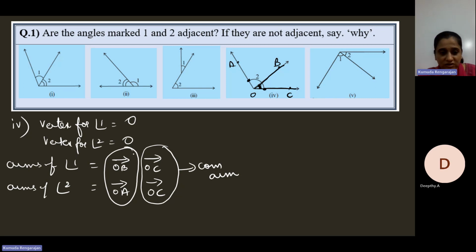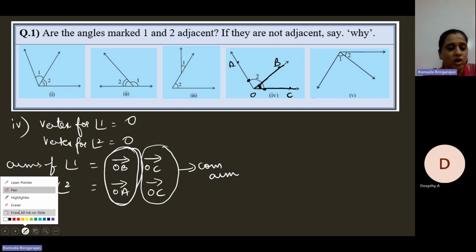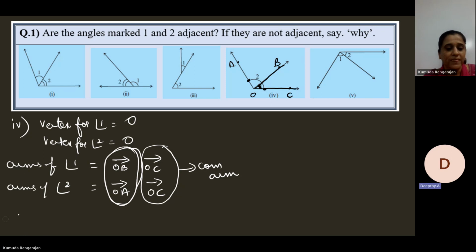Non-common arms. These are the two non-common arms. Deepthi, continue. Where do the non-common arms lie? They have to lie on either side of the common arm. But how are they here in this figure? Ma'am, but here OA is before OC and OB is also before OC. Correct. So they lie on the same side. Both the rays lie on the same side of the common arm.